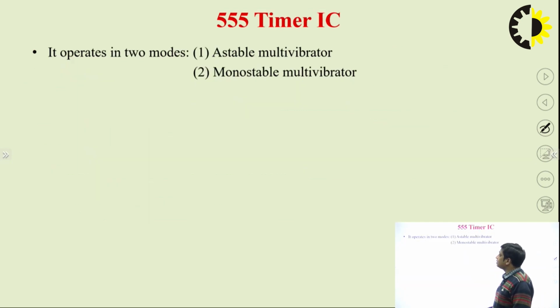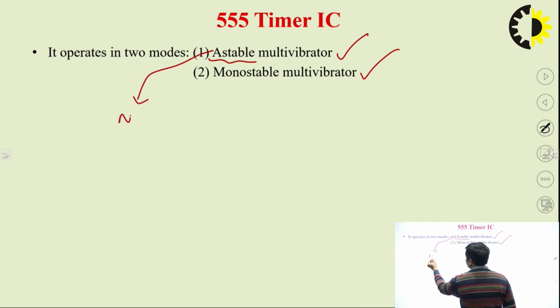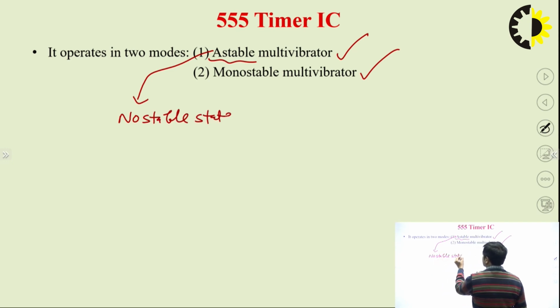So coming to the modes of 555 timer IC. As I discussed, it operates in two modes. The first one is astable multivibrator and the second one is monostable multivibrator. This astable multivibrator has no stable states.